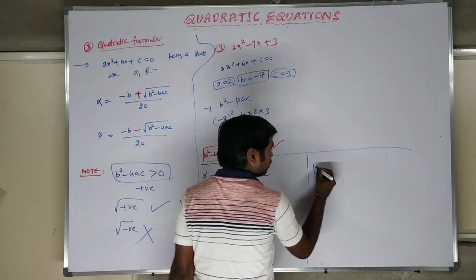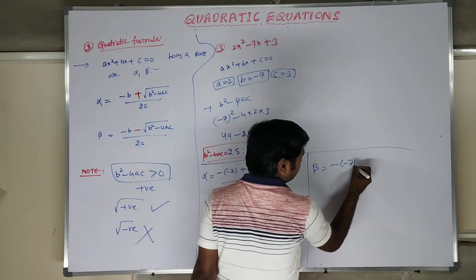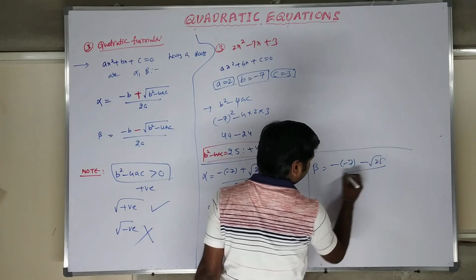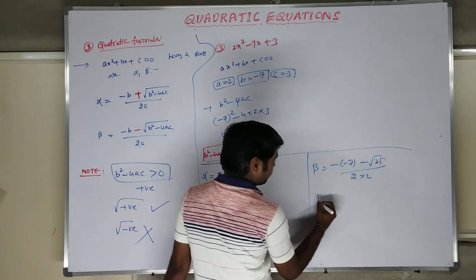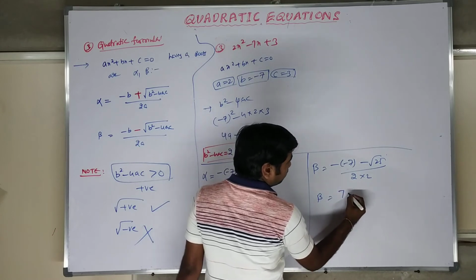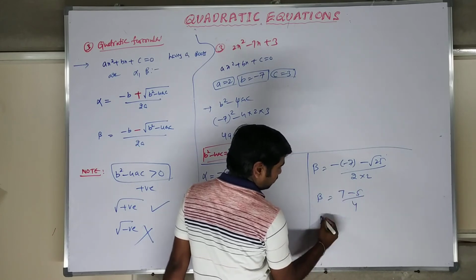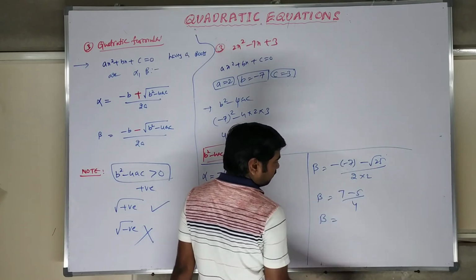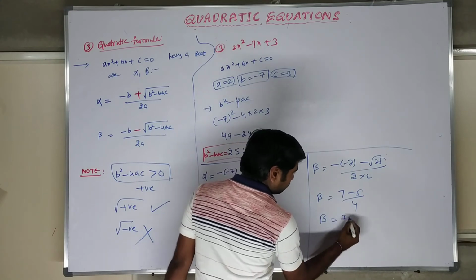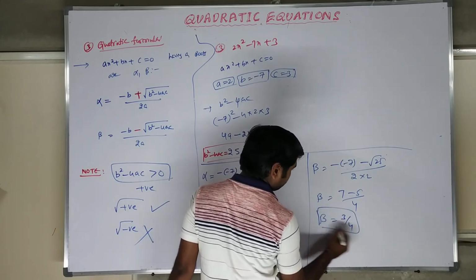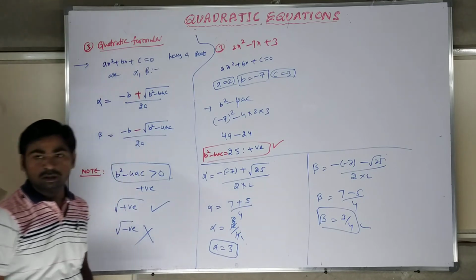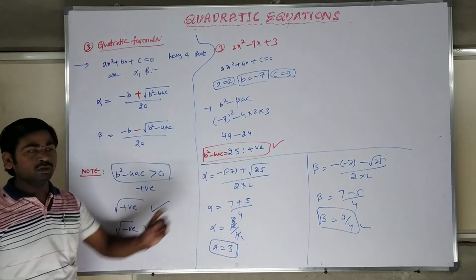Next, beta is equal to minus b, minus of minus 7, minus under root 25, by 2 into 2. Beta is equal to plus 7 minus root 25, which is 5, by 4. Beta is equal to 7 minus 5, so the answer is 3 by 4. This is the way you get the alpha and beta answers. When this is possible, you can do it.